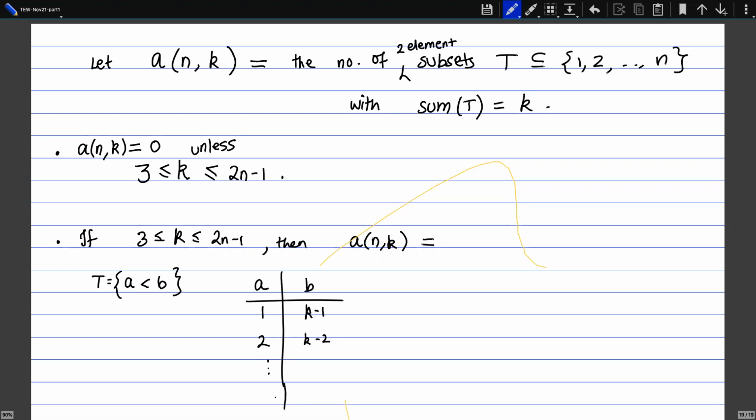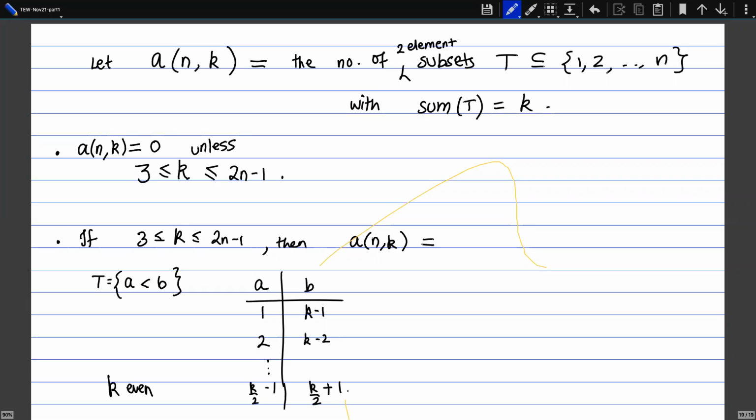If k is even, k by 2. But then what's the choice for B? Here we take k by 2, but it's not possible. Correct, I can't choose k by 2 for both. So there are two possibilities. If k is even, I can have k by 2 on both sides, so this is k by 2 minus 1, and there it is k by 2 plus 1.